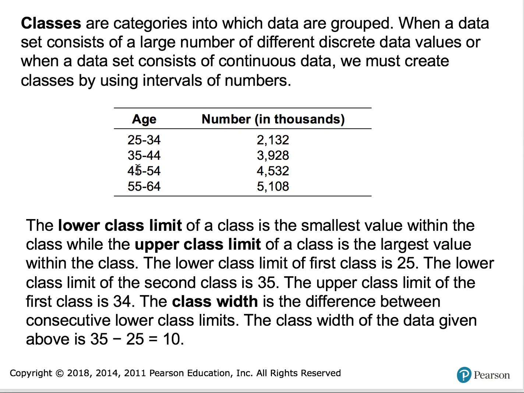Okay, this first class and second class may technically change because they can overlap. The classes can overlap. That's necessary to avoid confusion as to which class a data value belongs to. And also the class widths have to be the same, with the occasional exception of the first or last one. That's the only ones that might be different.